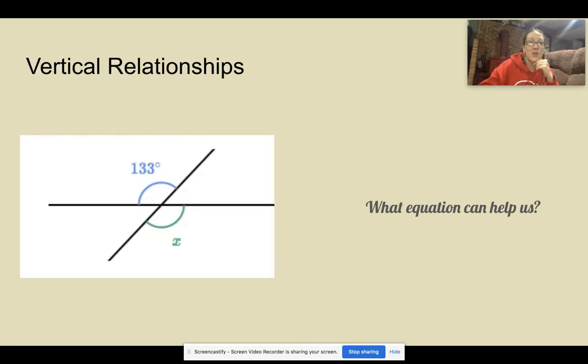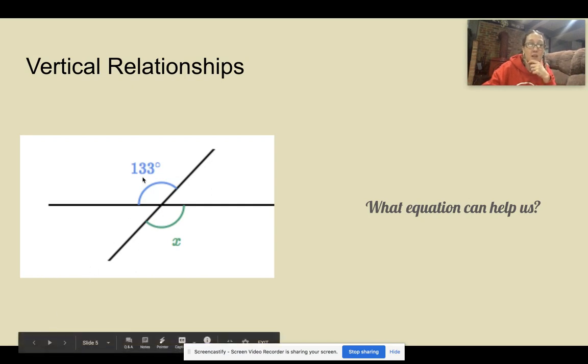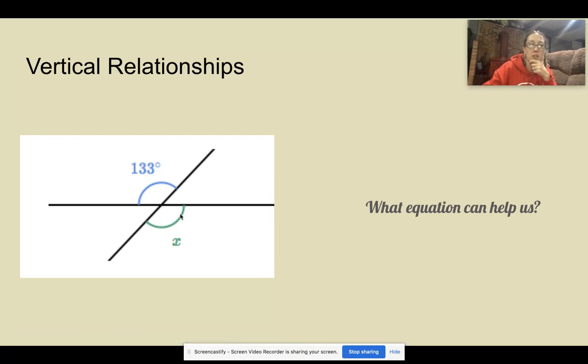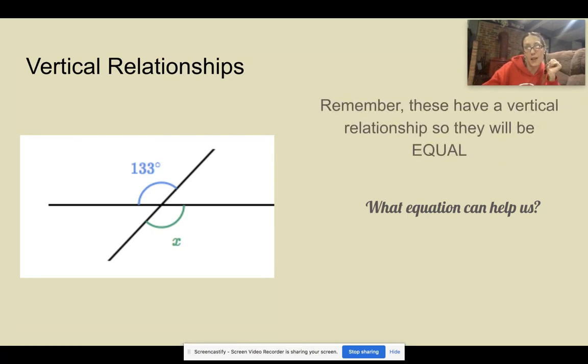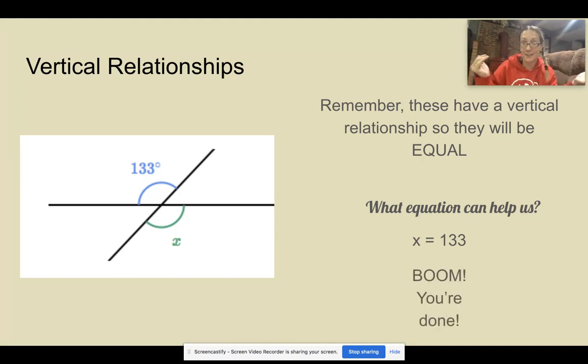All right, so vertical relationships. Again, looking at this, what do I remember about vertical relationships? Oh, that's right. They are equal to each other. So what equation can help us? X equals 133. Boom, you're done. That's it. Okay, now, if it wasn't X, if it was 6X equals 133, then maybe you're not done. But for right now, for these purposes, unless you're doing the challenge, you're good.